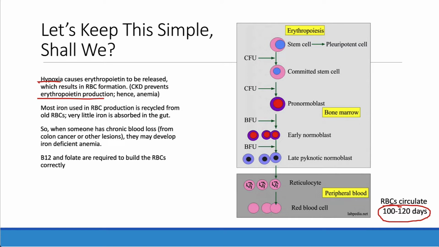So when someone has chronic blood loss from colon cancer or some other problem, they can develop iron deficiency anemia. And why do they have that? Well, because they can't absorb enough iron in their diet. It's just impossible. And I'll show you later on what the actual numbers look like. And then finally, we use B12 and folate to construct the red blood cell. When the B12 and folate are deficient in the diet, then we end up with big, ugly, weirdo-looking red blood cells that don't work as well. Okay, we'll talk about them too.